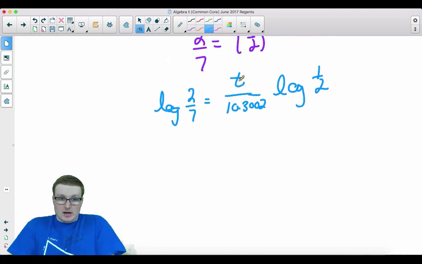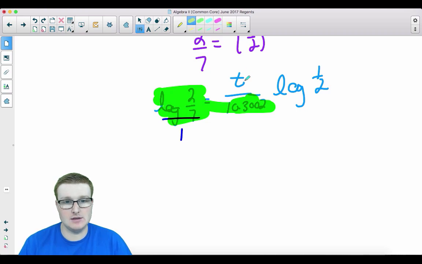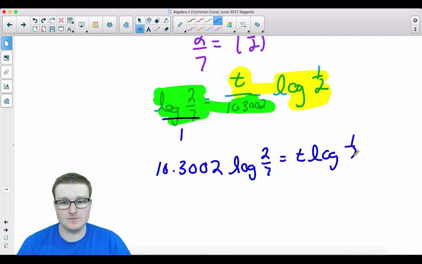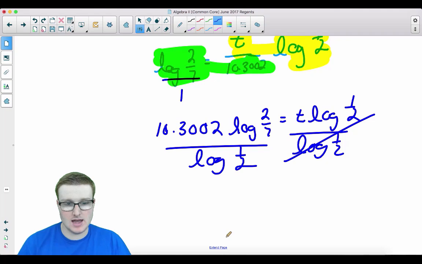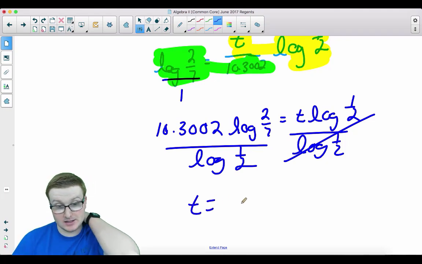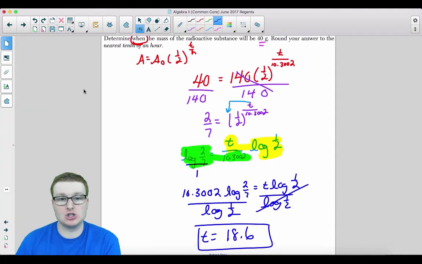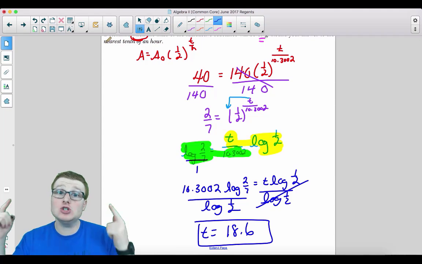Okay? Now, we're going to cross multiply again. This is over 1. We're going to take this times this, and we are taking this times the 1. Okay? So we just have 10.3002 log of 2/7 is equal to T log of a half. Divide by the log of a half. Cancel those out. And you get T, when you type that into your calculator, I'm going to save you some time. Rounded to the nearest tenth, it's 18.6 hours. That's how long it will take to get a 40-gram total of whatever radioactive substance they're measuring, 18.6 hours. And that, ladies and gentlemen, is the conclusion of this video.